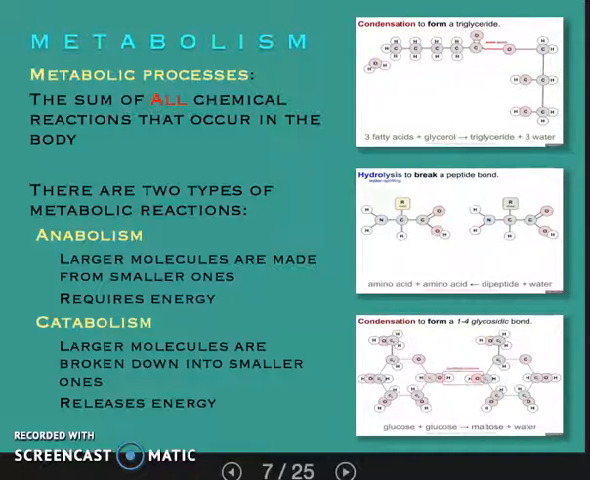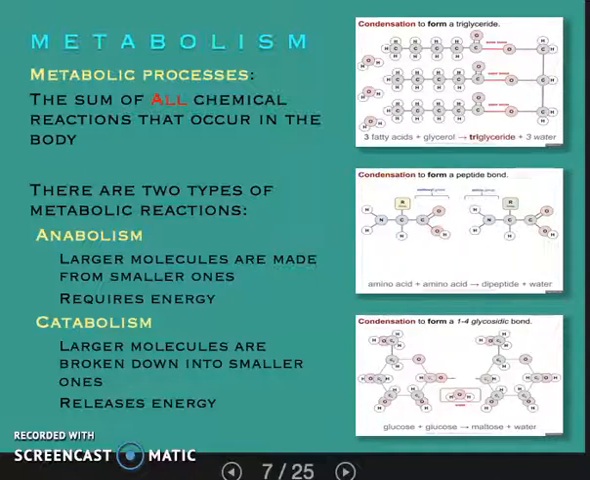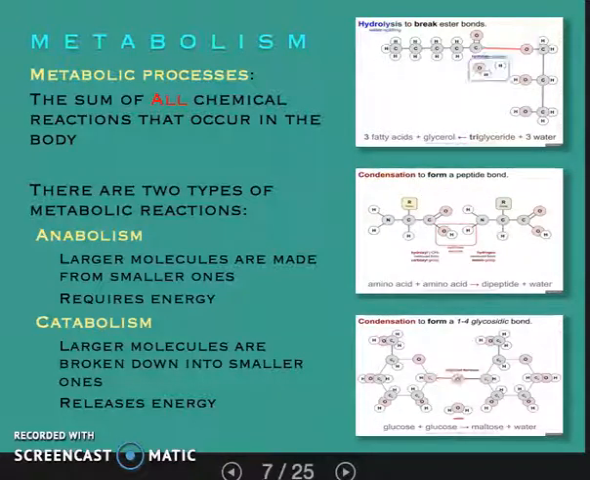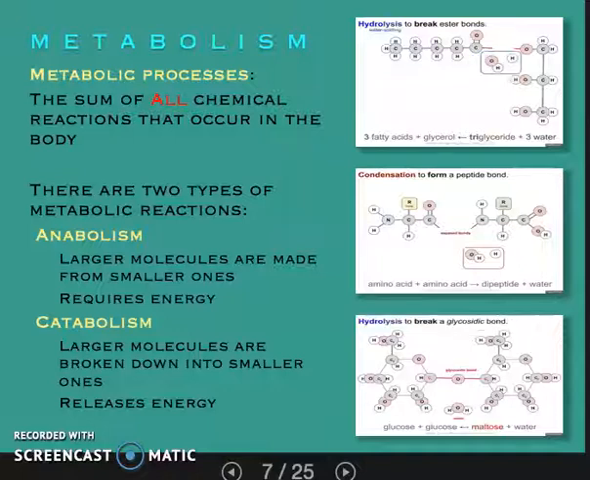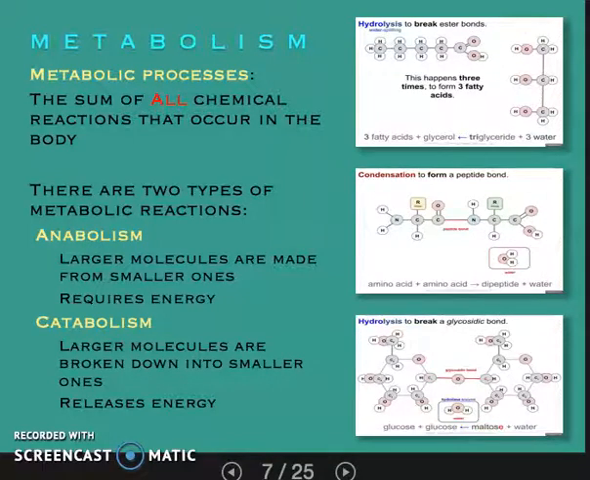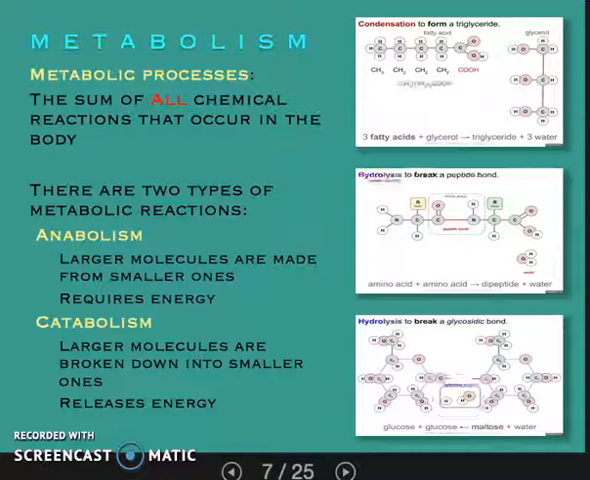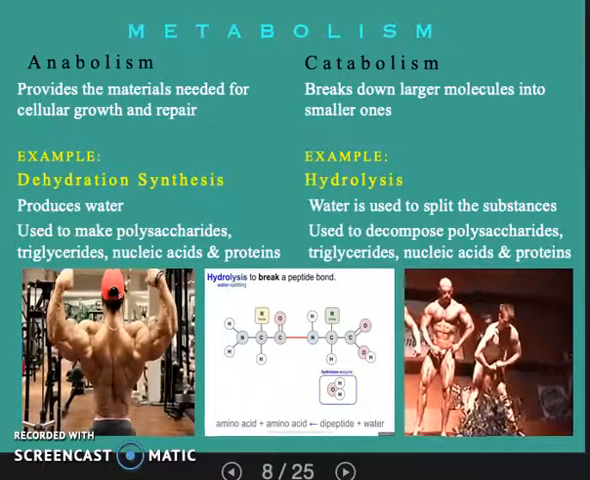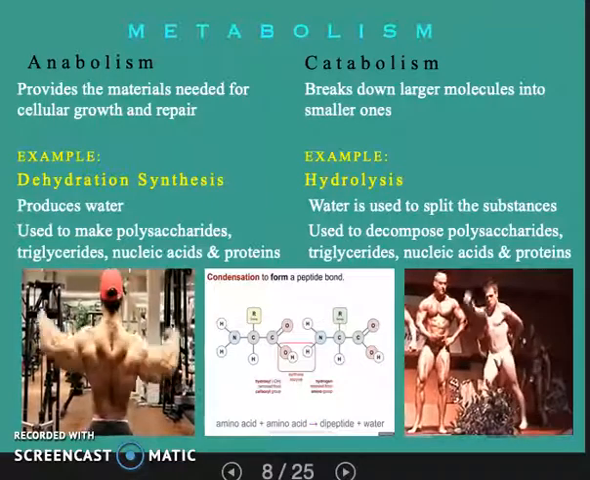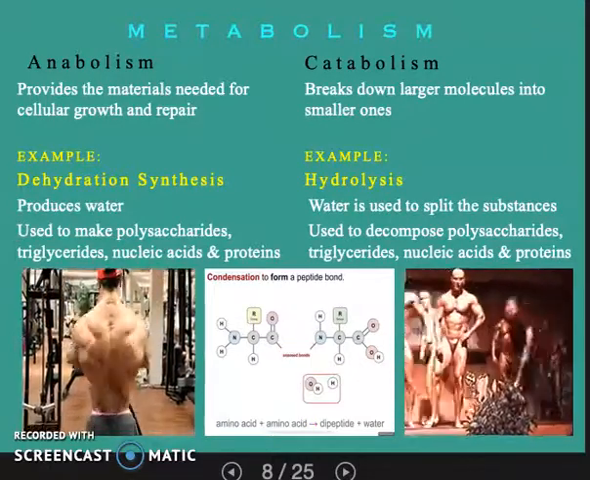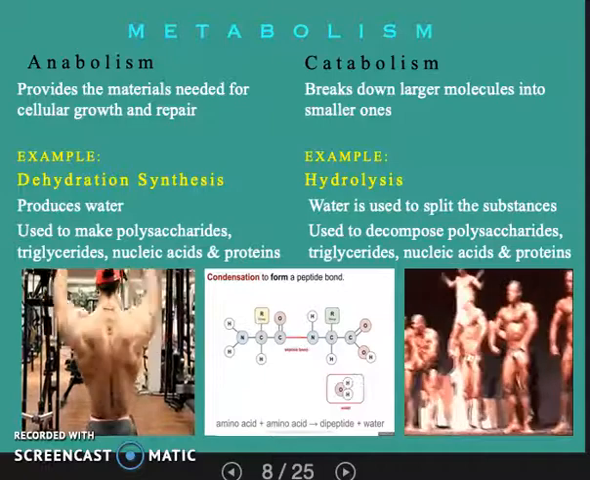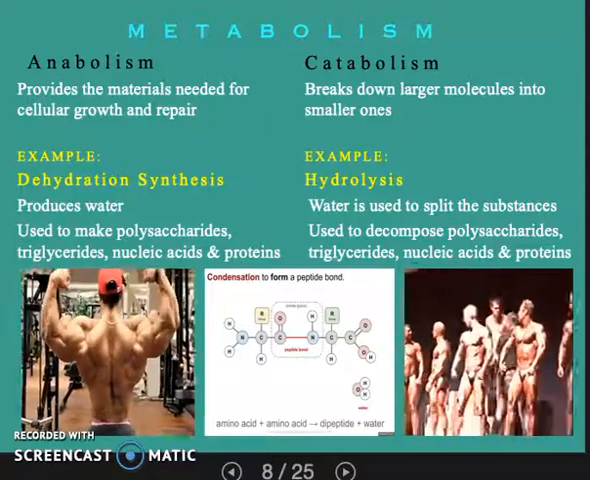Generally speaking, anabolism will require energy. To build things up takes energy, and when I break stuff down, I will release energy. And here are some examples from our biochem unit. So remember, when you think about anabolism, you think about building larger molecules using energy.